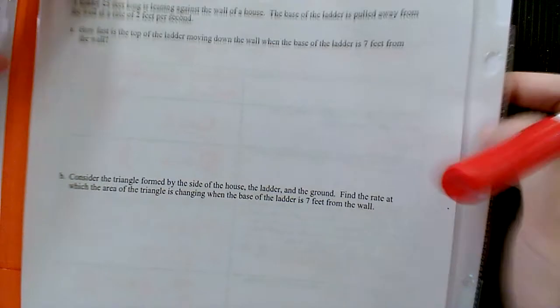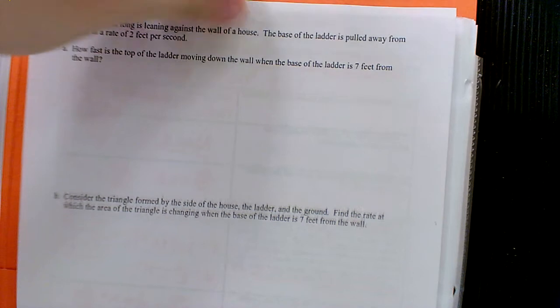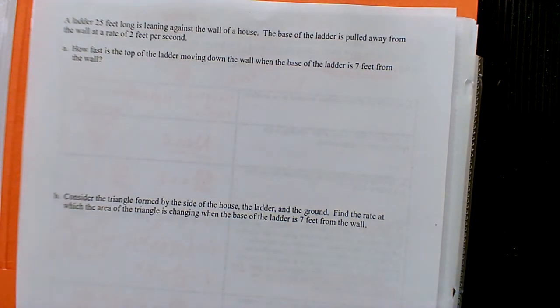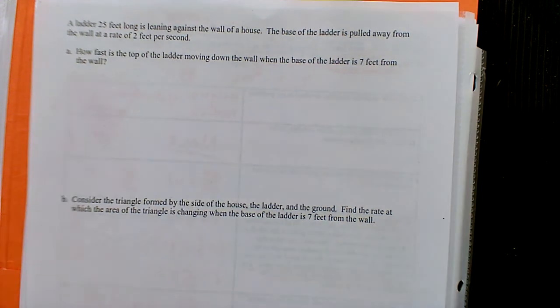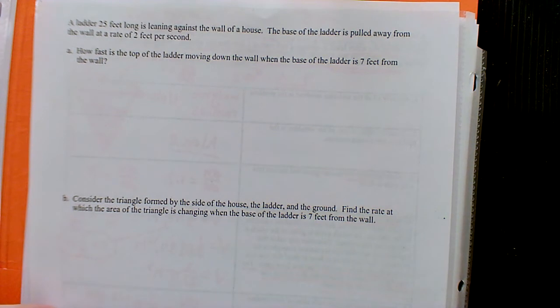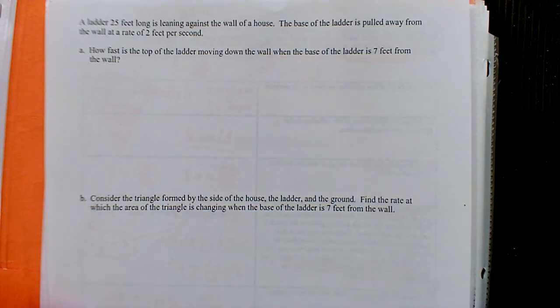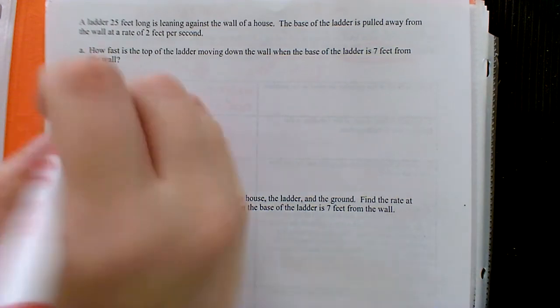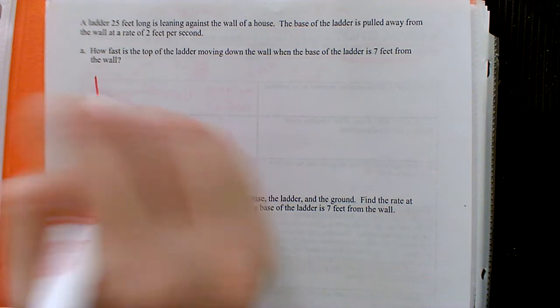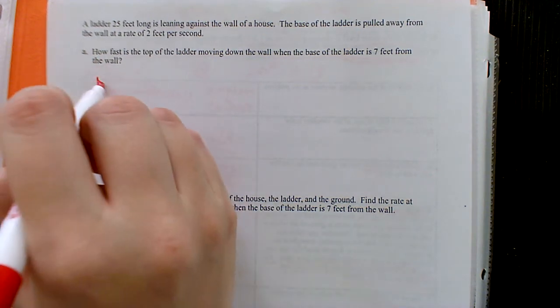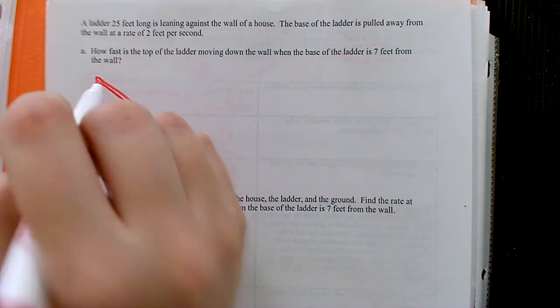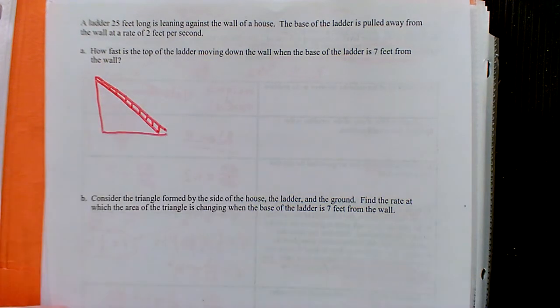All right, so we're going to step it up a bit. We're going to take the chart away, but we're going to try the same steps. So we have to identify variables, rates, think of an equation, take a derivative, and make sure everything checks out. We'll draw a picture too. Visualize it, get a picture, try to see it. A ladder 25 feet long is leaning against the wall of a house. I know we're not exactly Picassos in here, but just draw something to help you visualize it. There's my ladder against the house.